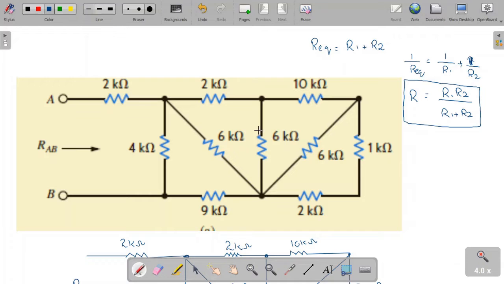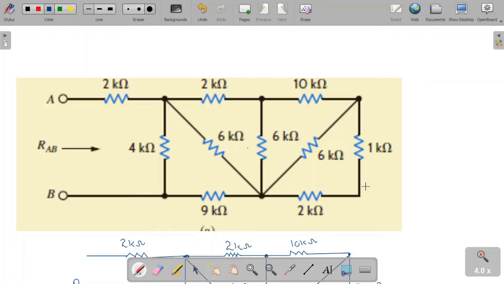Now we are given a circuit over here and we are asked to find the equivalent resistance. What we need to do is start from the opposite side, which is this side. We are going to find the equivalent resistance between A and B, and we are going to be very vigilant with the series and parallel combinations.